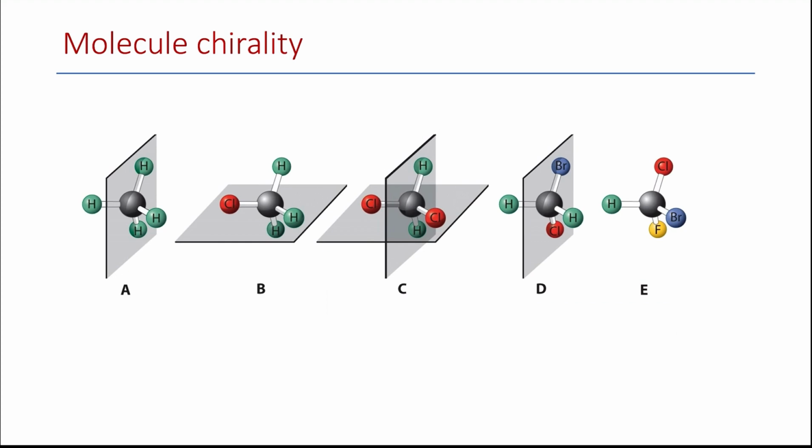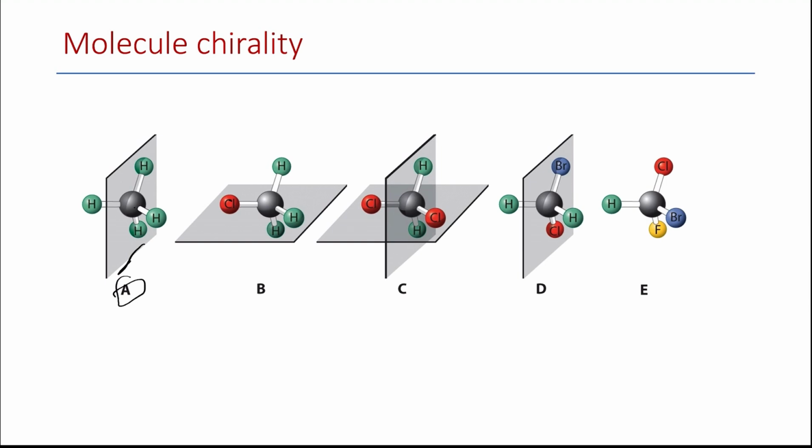So, some examples of molecule chirality. The first one here, molecule A, is methane. Methane, of course, is a carbon with four hydrogens. It has many planes of symmetry, and definitely it's not chiral. You can see the plane of symmetry here. If you have only one substituent, like chloromethane, again, this is not chiral. There is a plane of symmetry as well, and the two halves are mirror images of each other, identical halves, so not chiral.